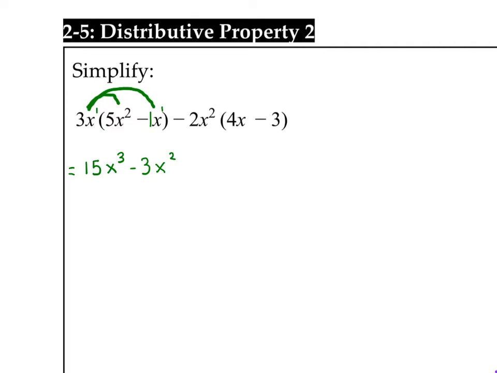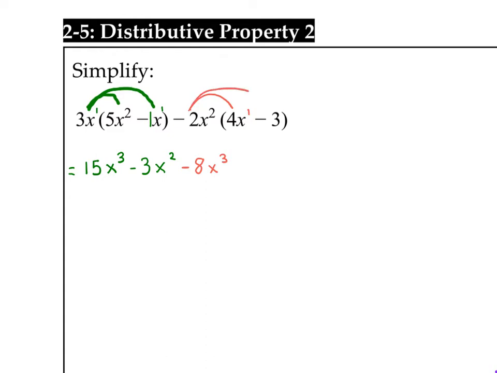Once the bracket is finished, you no longer multiply with the 3x. Now you're going to multiply with the negative 2x squared. So when you multiply that with the 4x with an exponent of 1, the coefficients, negative 2 times 4 is negative 8, and the exponents, you add them on the x's. 2 plus 1 is 3.